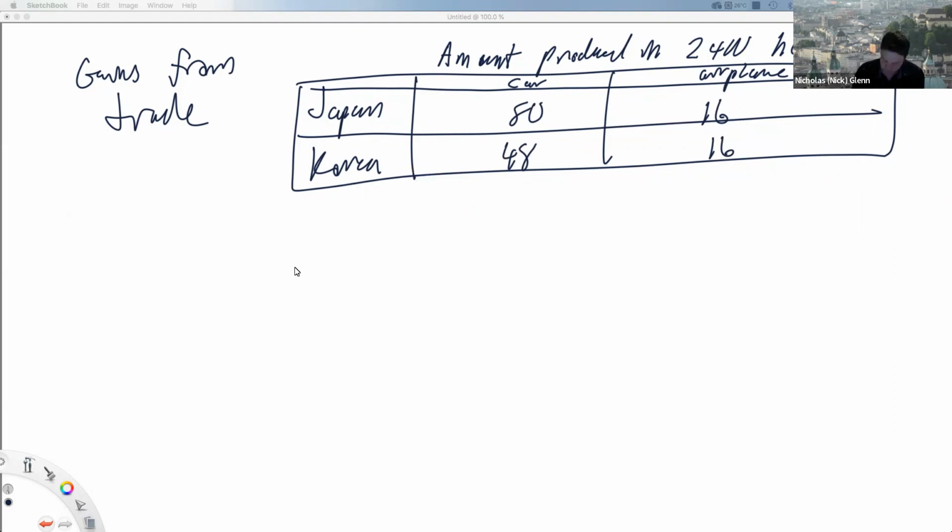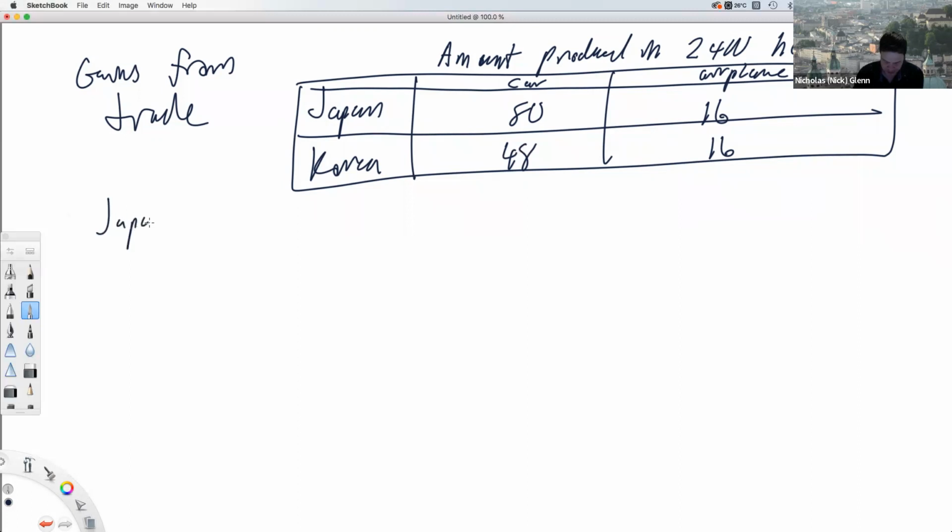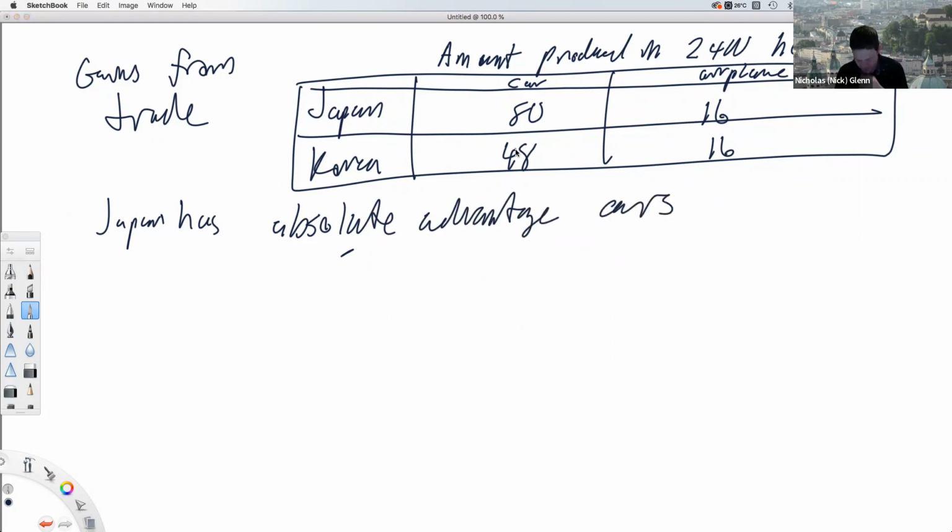Okay, so when we're thinking about absolute advantage, Japan would have an absolute advantage in producing cars. They can produce 80, whereas Korea only 48. You're looking at absolute, actual units that can be produced. What about airplanes? Well, nobody has an absolute advantage in producing airplanes. They both can produce the same amount.